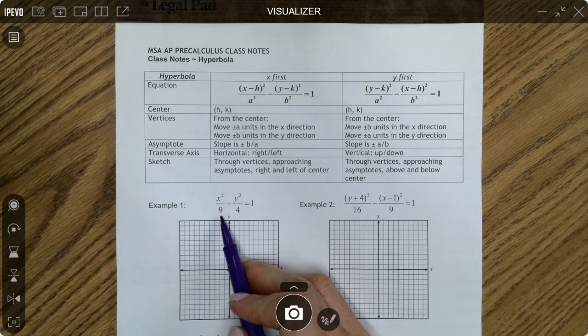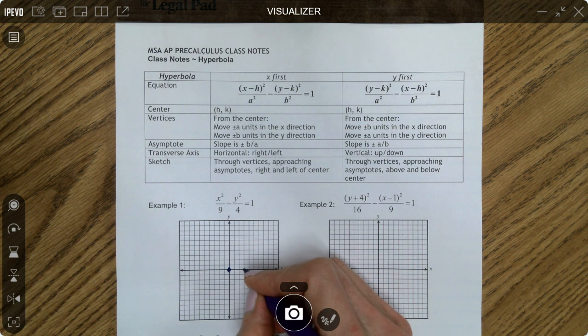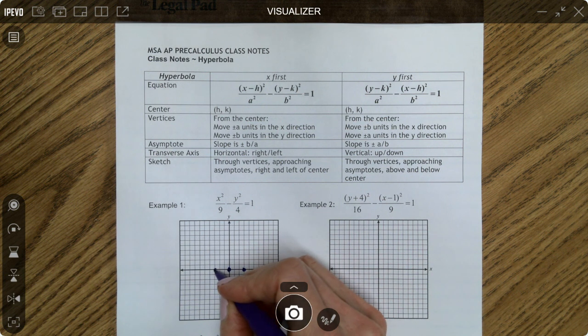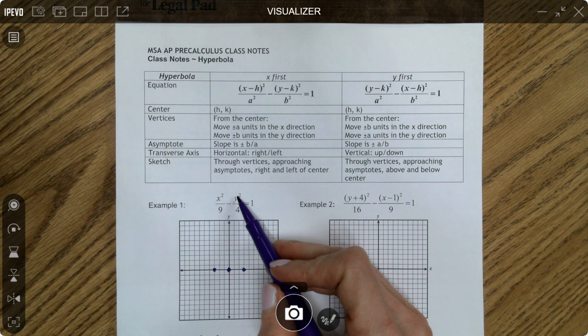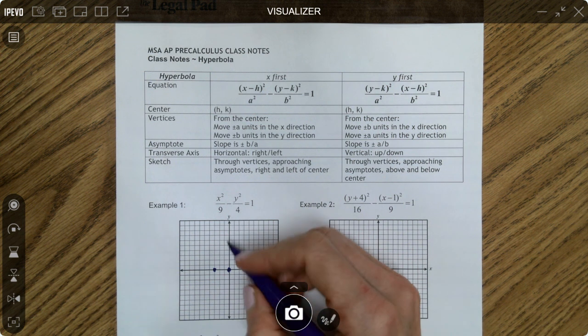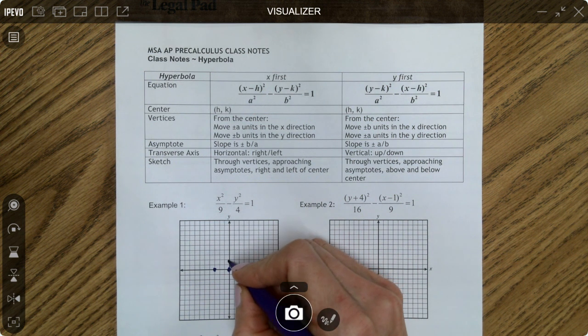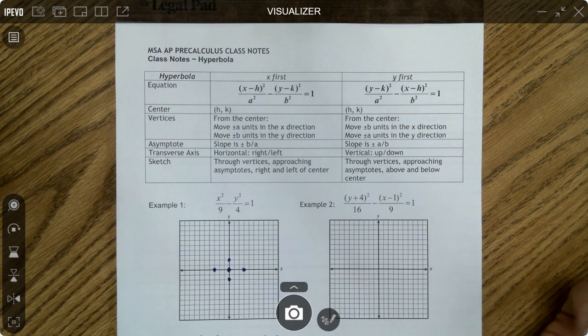Take the square root of the denominator under x. That would mean to go 3 in the x direction, so right and left of the center. Take the square root of 4, that's under y, so go 2 in the y direction from the center, so 2 above and below the center. So if this was an ellipse, if that was a plus sign, we'd be finished graphing as soon as we drew our ellipse through those outer 4 points.